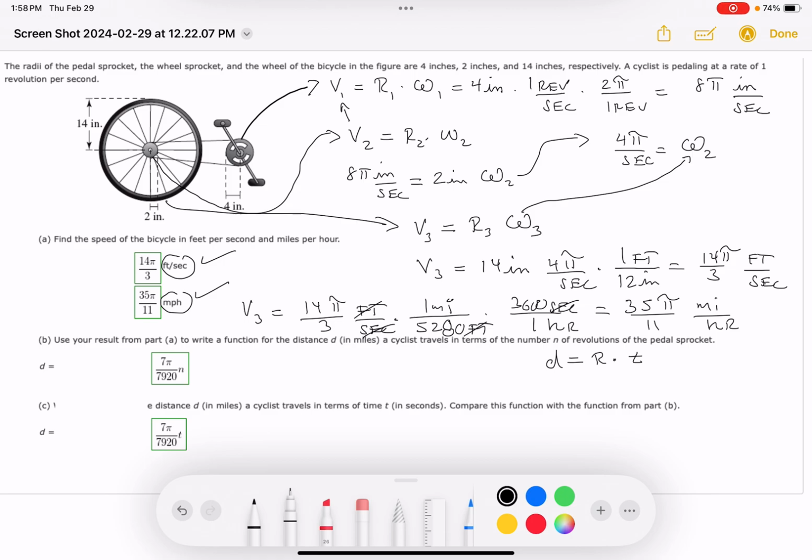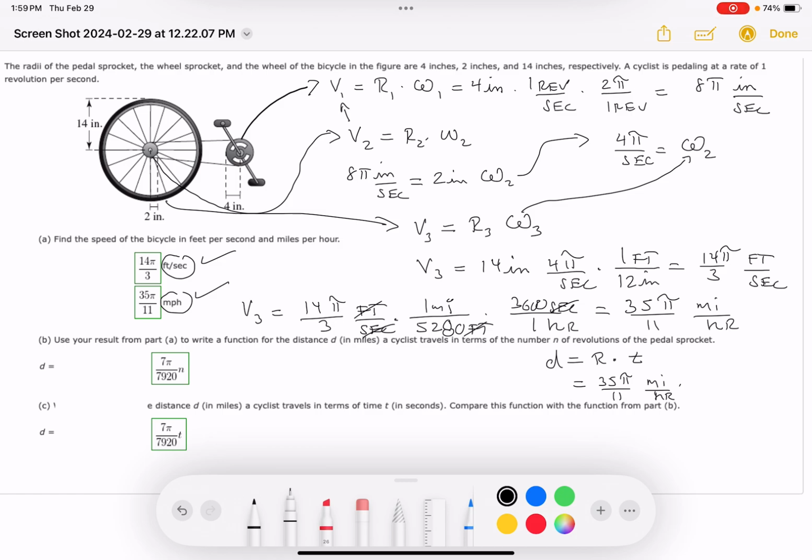I got A. And it says to write a function for distance, d, in miles, that a cyclist travels per revolution of the pedal sprocket. But it's got to be in miles, by the way. So let me think about what I have over here. And someone says, what do you mean, what do you have? I have miles per hour. I know the rate. And the rate's going to be what? Let's think about that. It's going to be 35 pi over 11, and that's miles per hour. All right, I know that much.